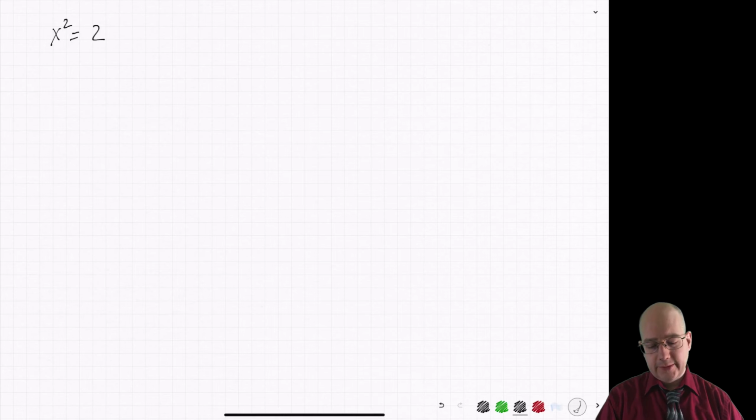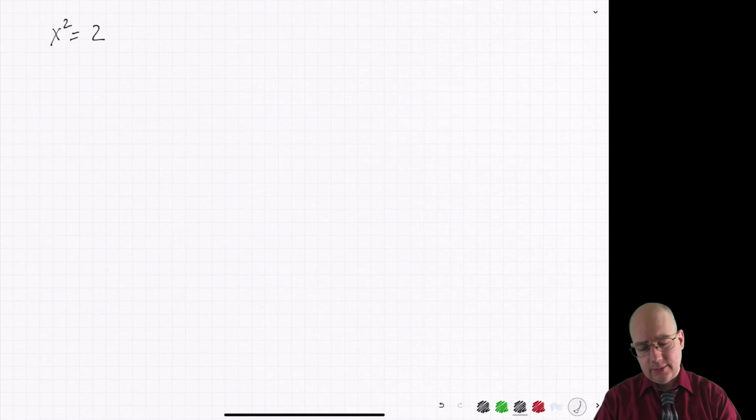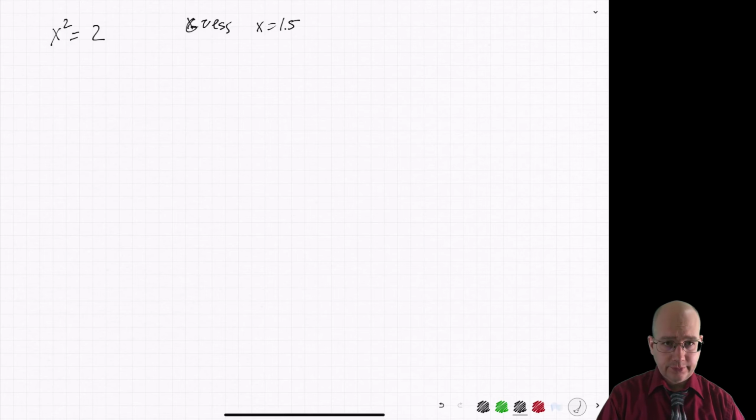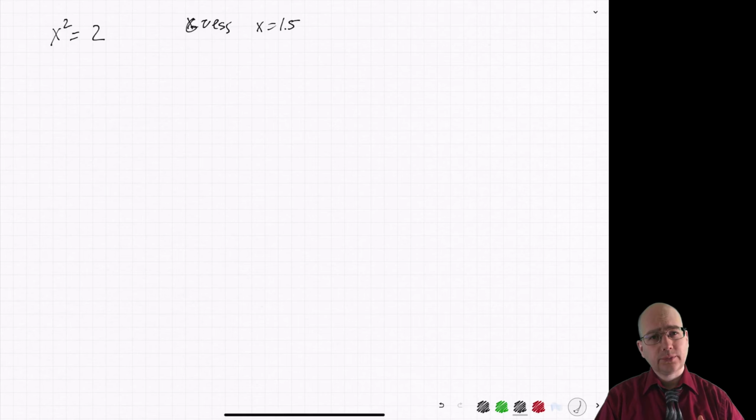All right, so let's say I have a guess. Let's say I will guess x equals 1.5. Now obviously I can do 1.5 squared and I get whatever that is, 2.25, I guess. So that's too big, right? And so then you can just take another guess.